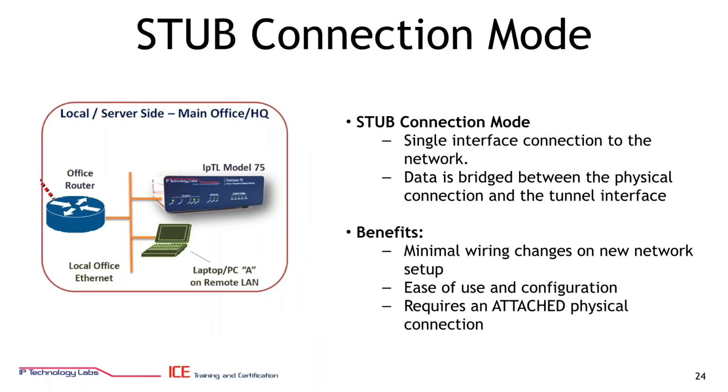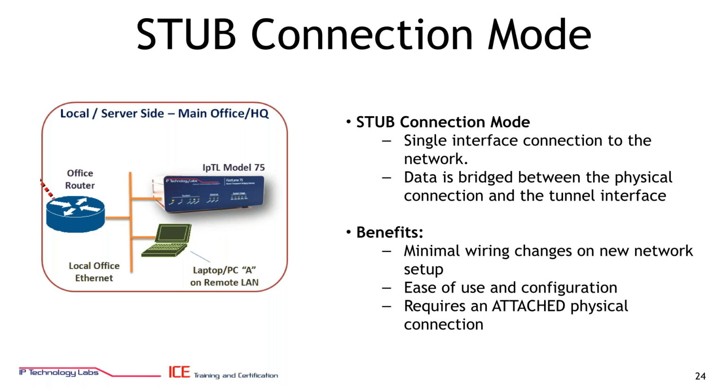In a STUB connection mode, we have a single Ethernet interface which is connected to the network. Data is bridged between that Ethernet interface and the encrypted tunnel that's connected on the device. Typically, this is used on a server side in a stub connection. If you look at the little network drawing on the left, it would allow me to come in without rewiring anything, without making changes to the head office network.